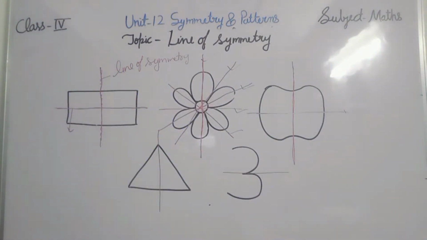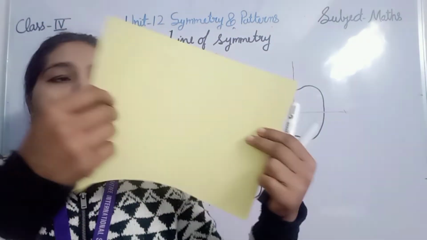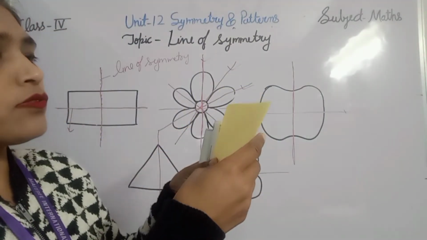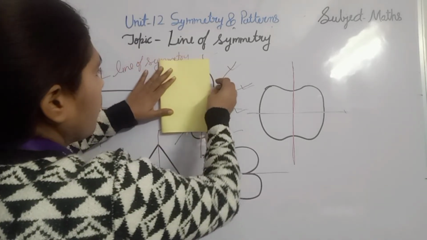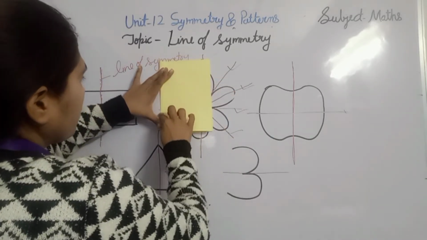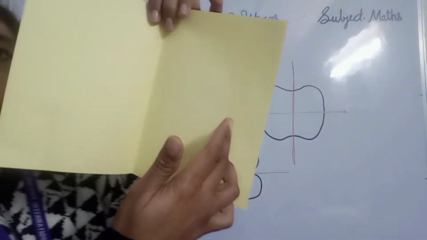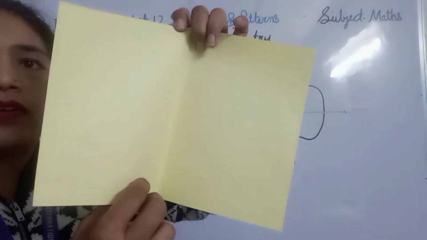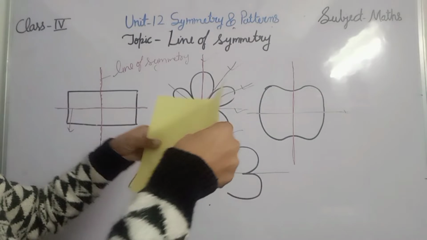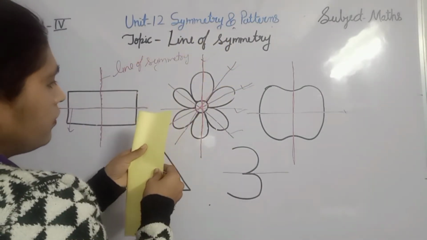Okay. In the same way, just look here. This is a rectangle shape. So I can divide this rectangle into two parts from here. Let's divide it. Yes. So now part one and part two, both are similar parts. So this is a line of symmetry. And what is the other line of symmetry you can get? If I am dividing this from here.